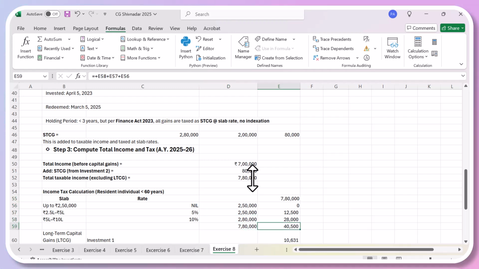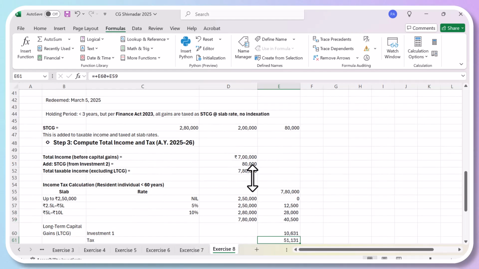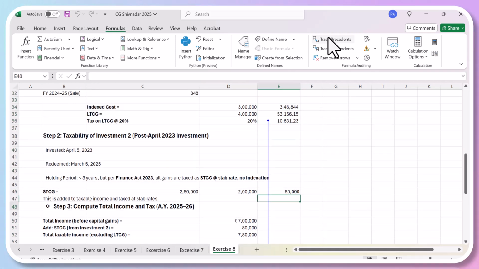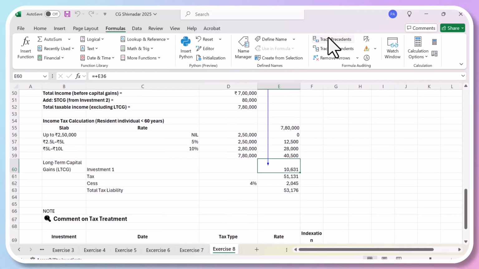So this is his tax on the total income, which includes the other income as well as the short-term capital gain. Now, the long-term capital gain is from the investment he has already made, the first investment, and the tax liability is 10,000. So we are going to add this. So 40,500 is his tax liability on total income, which includes other income as well as the short-term capital gain from the second investment. His total tax will be the addition of this, 51,000 plus 4% cess. So it comes to 53,176. This is his total tax liability.